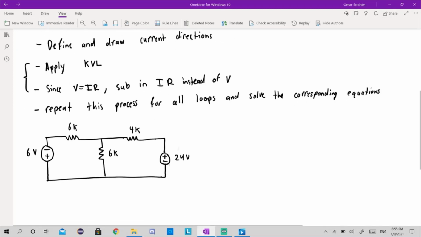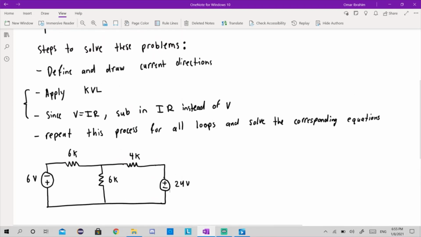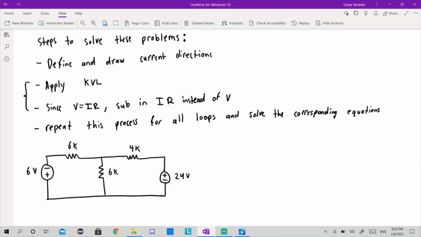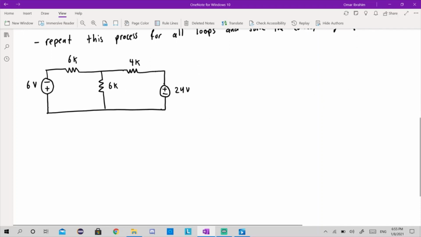Okay, so before we hop into this problem, we're just going to state some steps you need to use to solve all these types of problems. First, you define and draw the direction of your current. Next, you're going to apply KVL, and since V equals IR, you sub in IR instead of simply V. These two steps go hand in hand, as you could just do that in one step. You repeat this process for every single loop, and then you solve the corresponding equations that you found in order to find the currents. Now, let's try this.